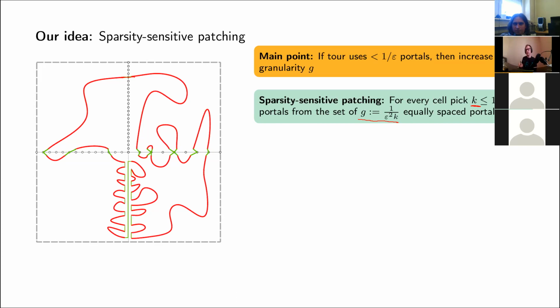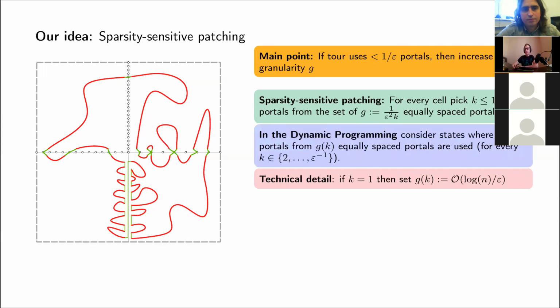When k is close to 1/epsilon, we will put 1/epsilon portals, and they are all equispaced. We don't do anything basically. That's all the idea. That's the whole new simple observation. Now, I want to tell you that it actually gives the improvement of running time. But there is one technical detail.